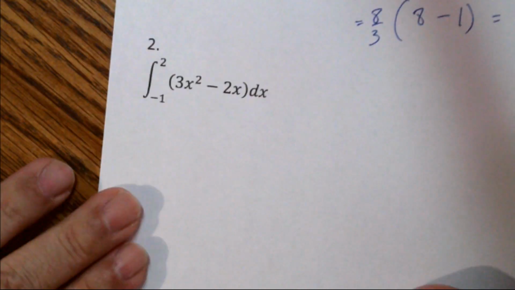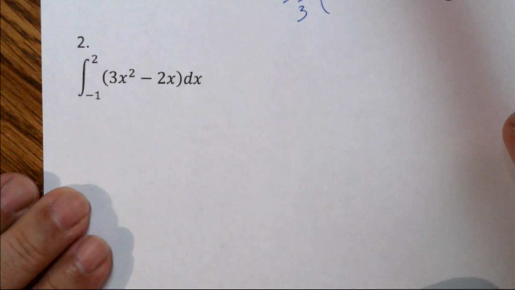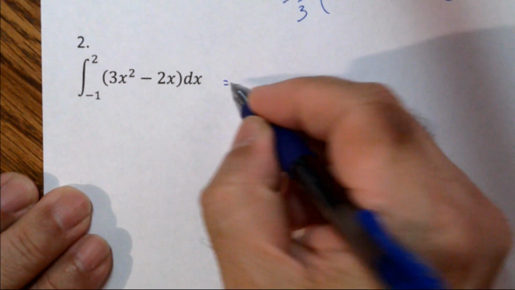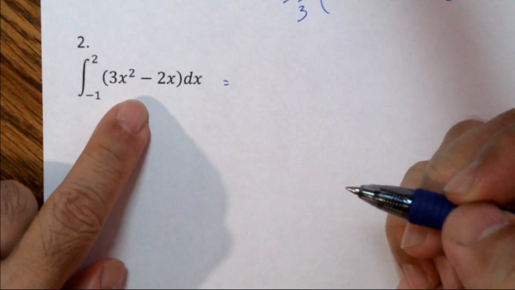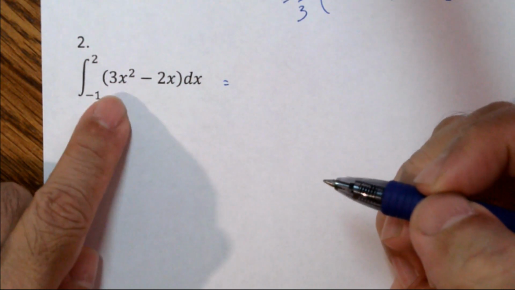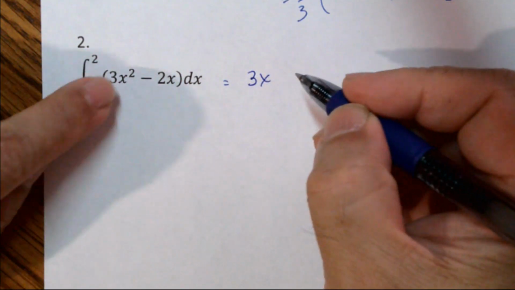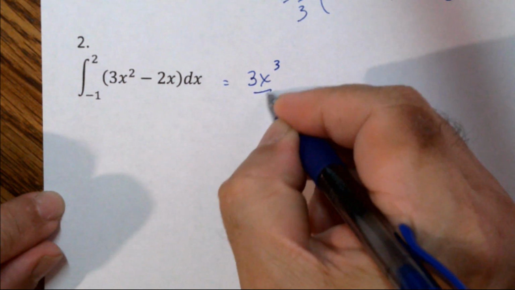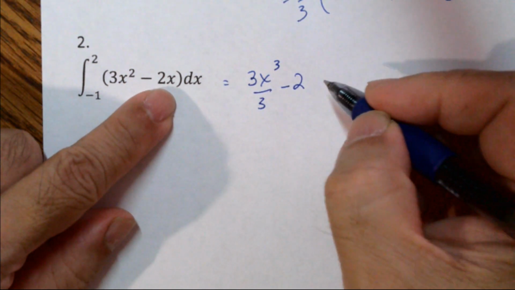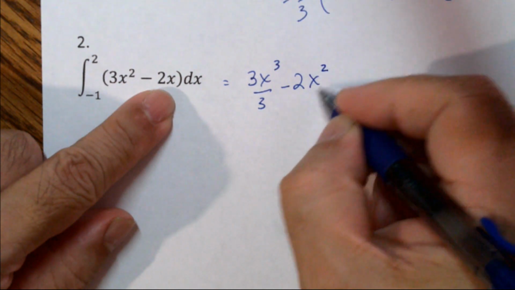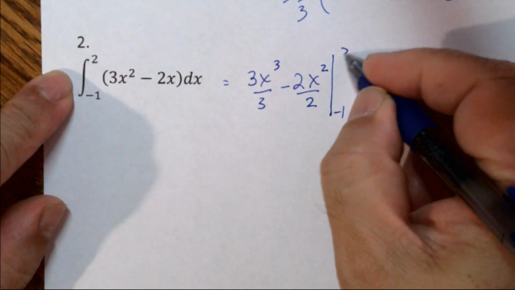Number 2. All right, so I'm just using regular power rule. So there's no need to do any kind of algebraic rewrite. This is a straightforward power rule problem. So that's going to be 3x, add 1 to the exponent, divide by the new exponent. What is the exponent of x? The exponent of x is 1, so it's x to the 2nd power, divide by 2. And I'm going to take it between -1 and 2.